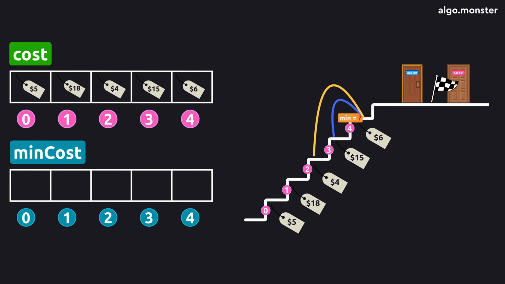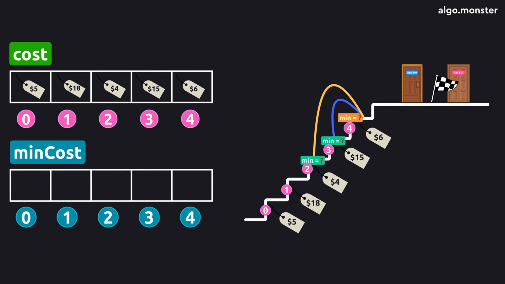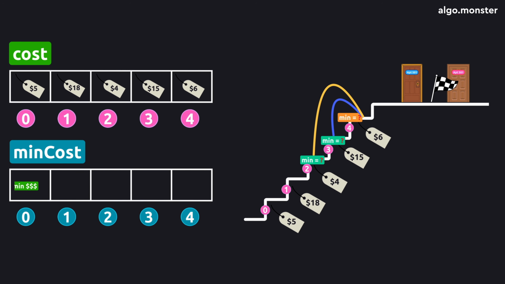You can only reach a stair from lower stairs, which means we first need to know the minimum costs of those lower stairs. So once again, we need a place to store previously computed results. An array fits perfectly here. The index represents the stair number, and the value represents the minimum cost to reach that stair.